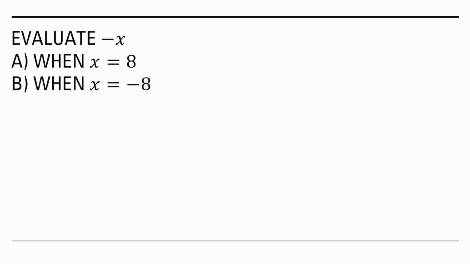So evaluate negative x, or the opposite of x. So when x equals 8, the way that I would work this out would be I'd put our negative and then I'd put our brackets. And so x is equal to 8. Therefore, the opposite of 8 would be negative 8.